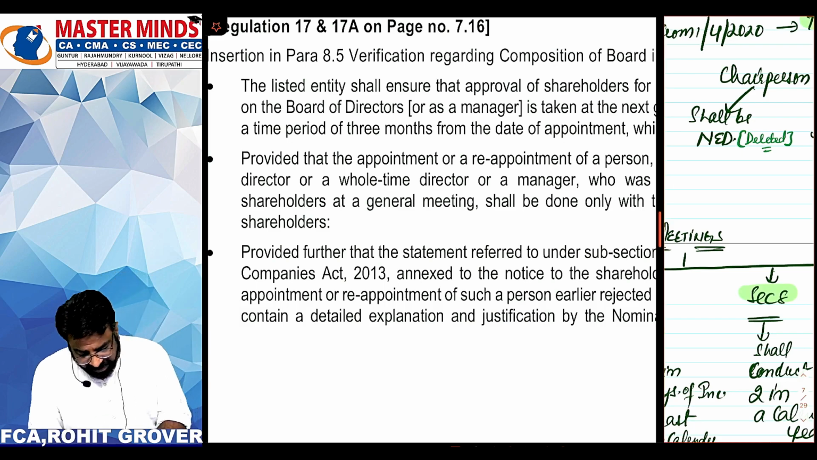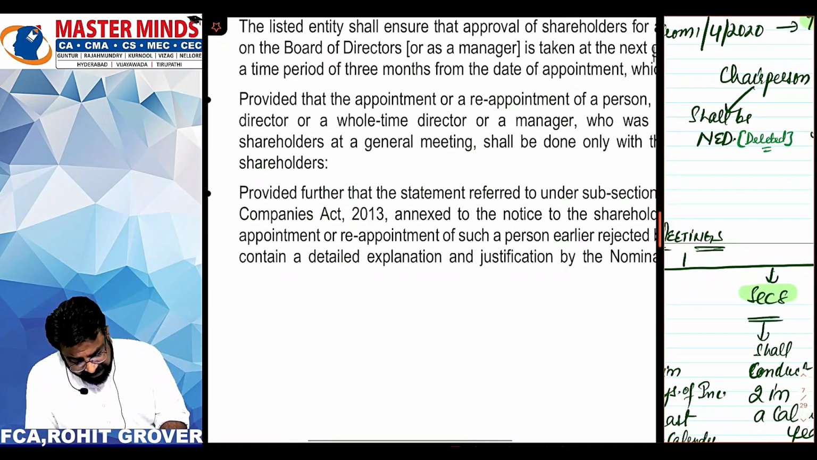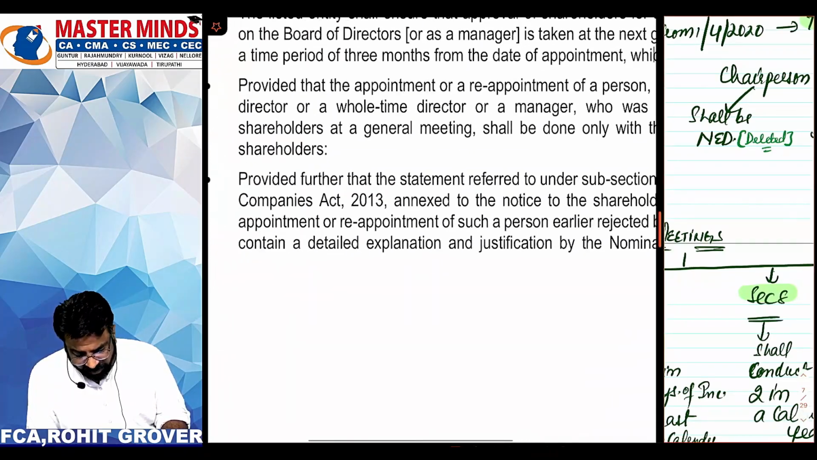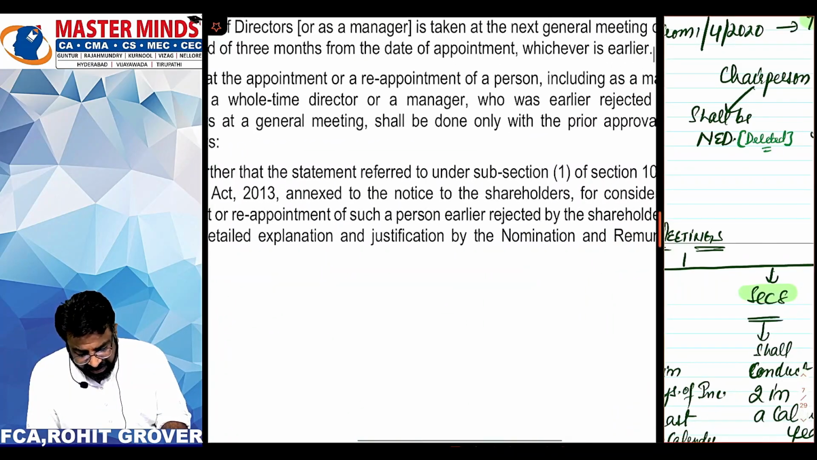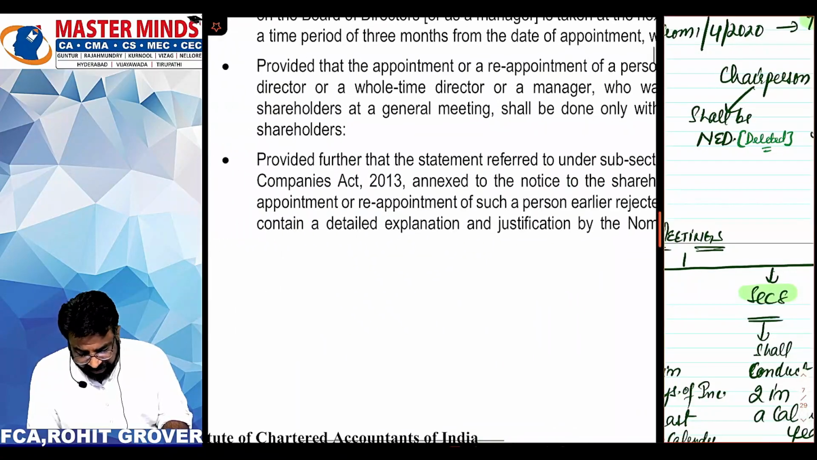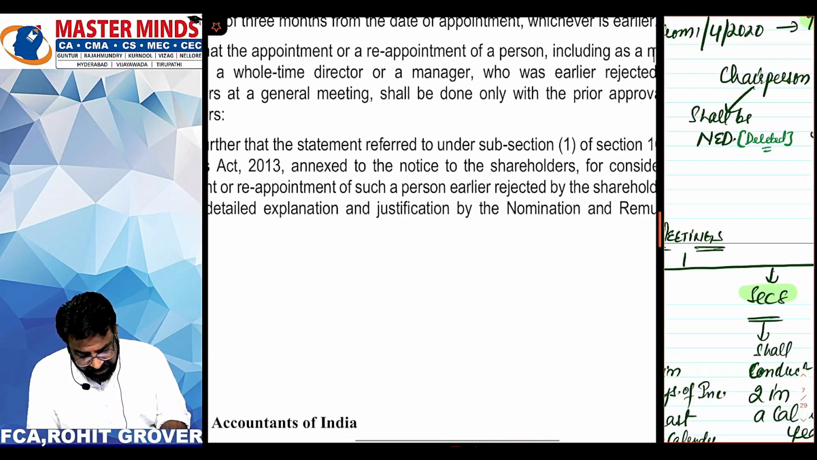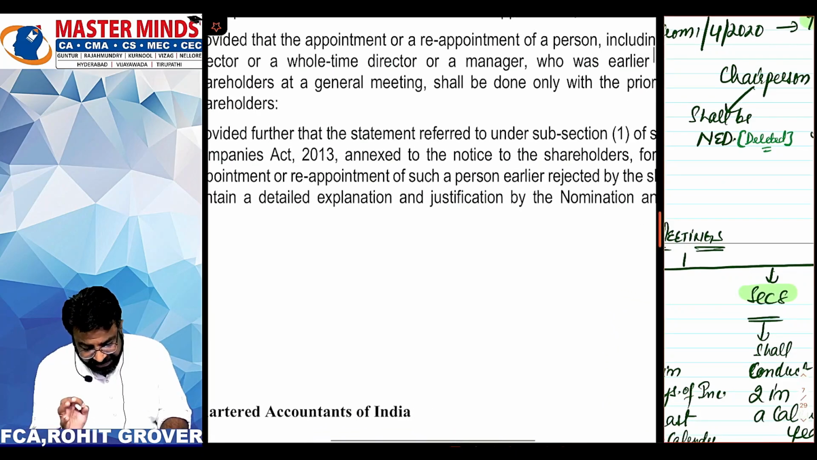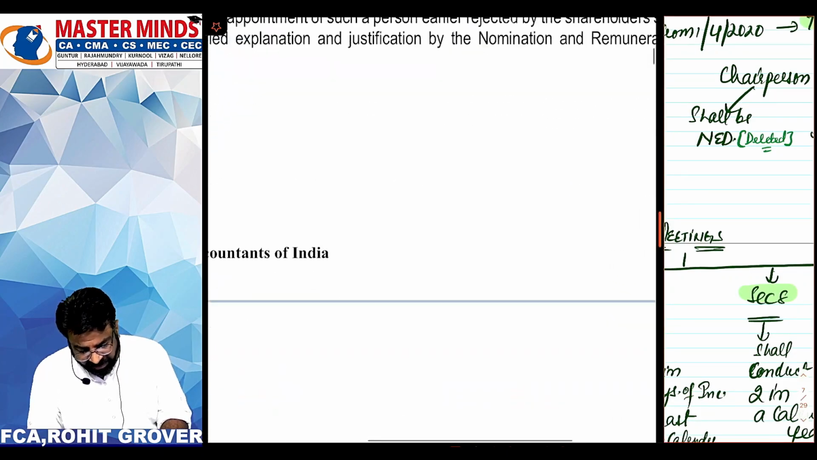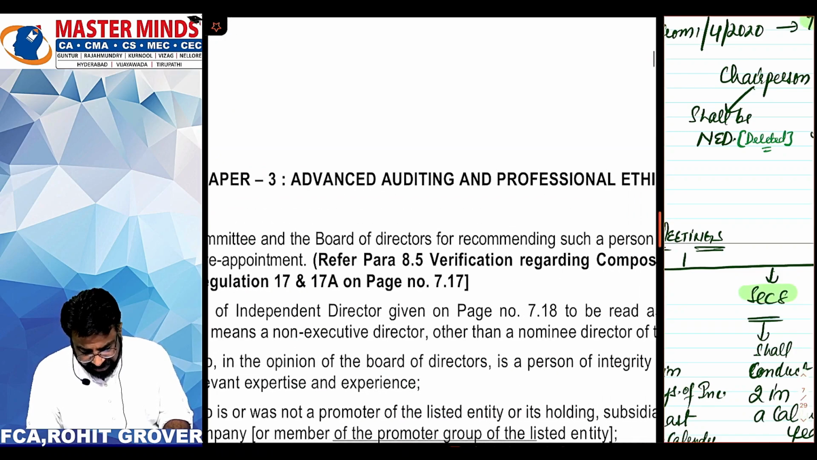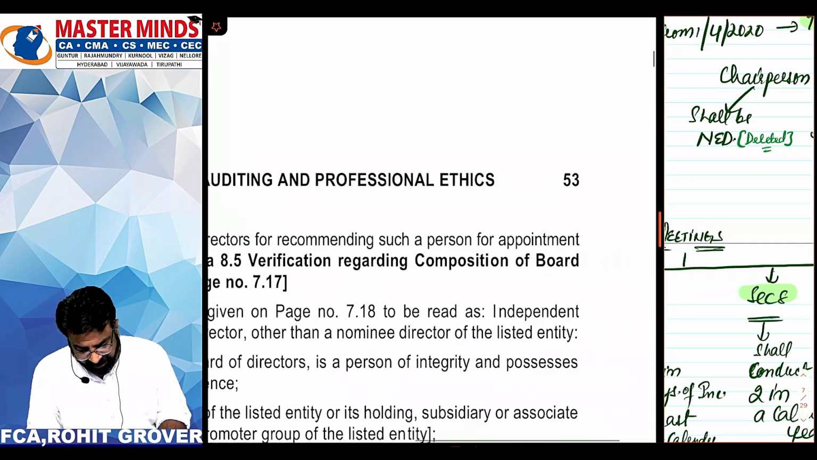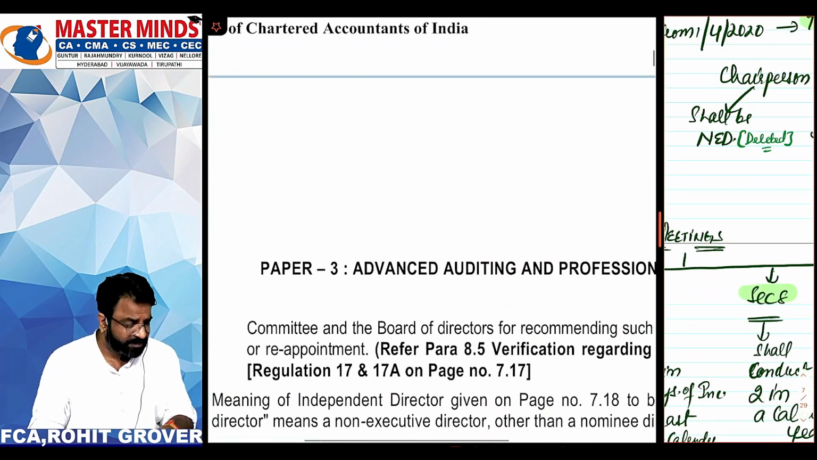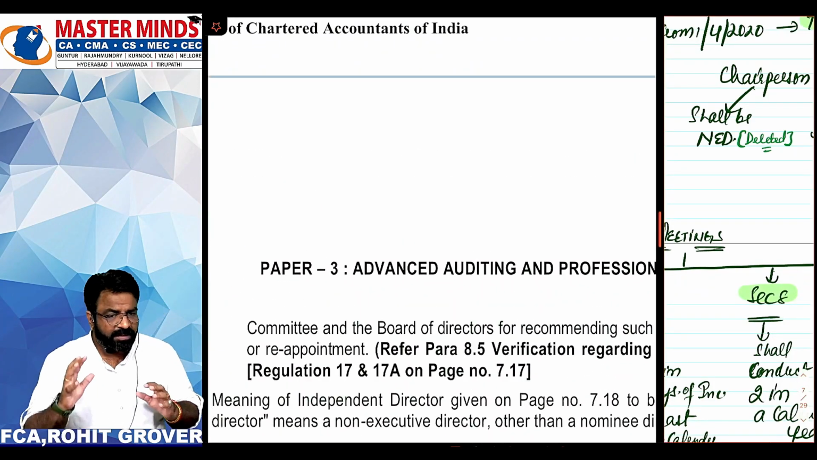What is rule number 3? Provided further that the statement referred to under subsection 1 of section 102 of the Companies Act 2013, annexed to the notice of the shareholders for considering the appointment or reappointment of such person earlier rejected by the shareholders, shall contain a detailed explanation and justification by the Nomination and which committee? Remuneration Committee and the board of directors for recommending such person for appointment or reappointment.